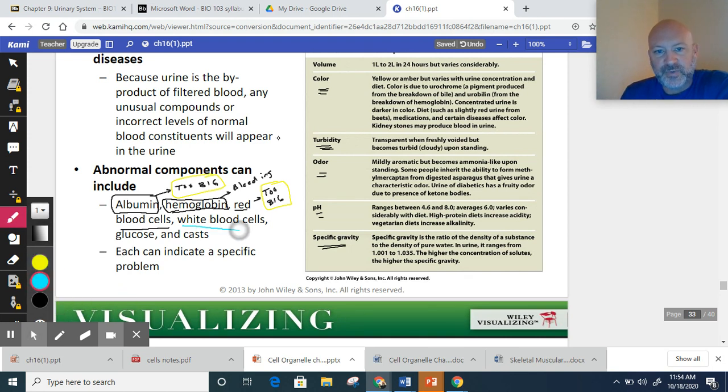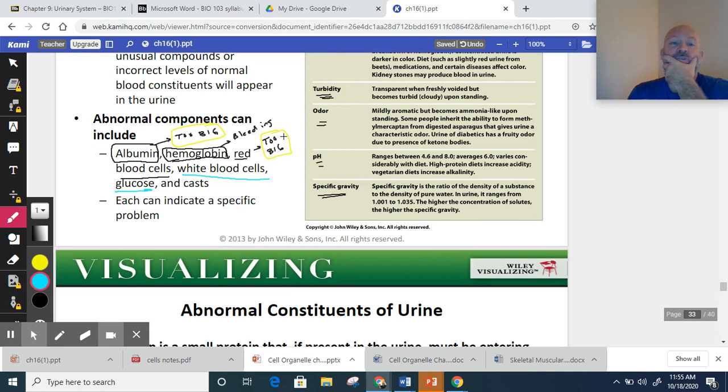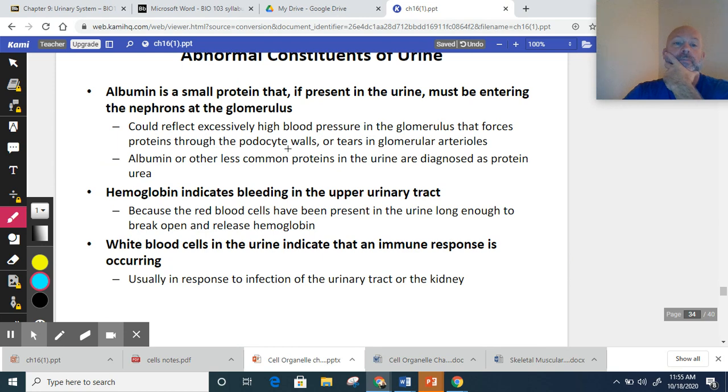White blood cells would indicate you have an infection. Glucose, if this is leaving through into your urine and being excreted in your urine, that's an indication that you have diabetes. All right, so these abnormal components of urine tell you something's wrong. All right, so again, albumin is too big.